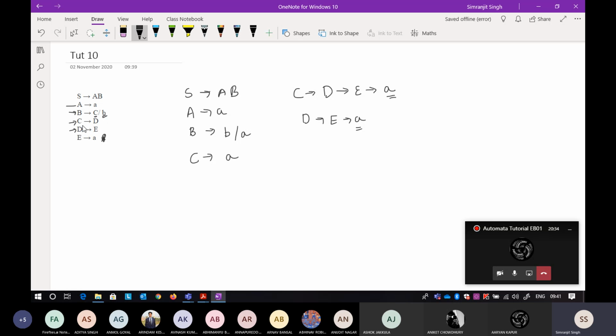Okay, in the similar way, for D, E is again deriving A, so you can directly write A here. So for E, E tends to A. Keep in mind, this is not a unit production. So this is your solution. Okay, that is very easy to get rid of the unit production that is present in your question.